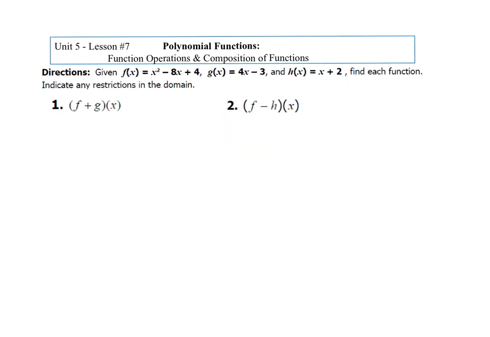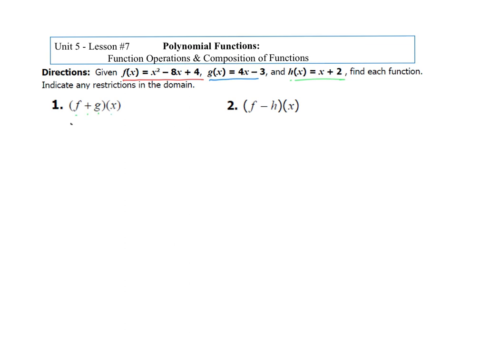All right, in these directions we are given 3 different equations. We're given f of x equals x squared minus 8x plus 4. We are given g of x is 4x minus 3, and h of x is x plus 2. And now, depending on what the variables are used in each example, determines which equations we use in the problem. So, for example, number 1 says to do f plus g of x.